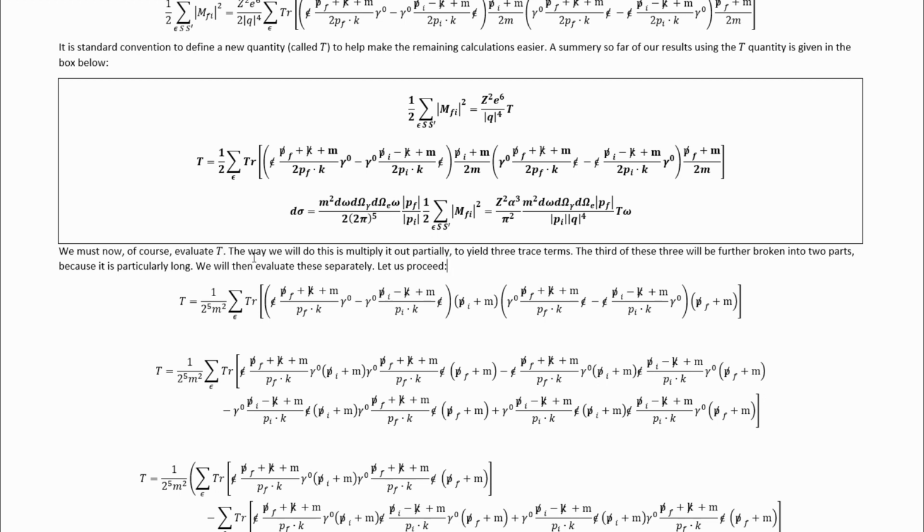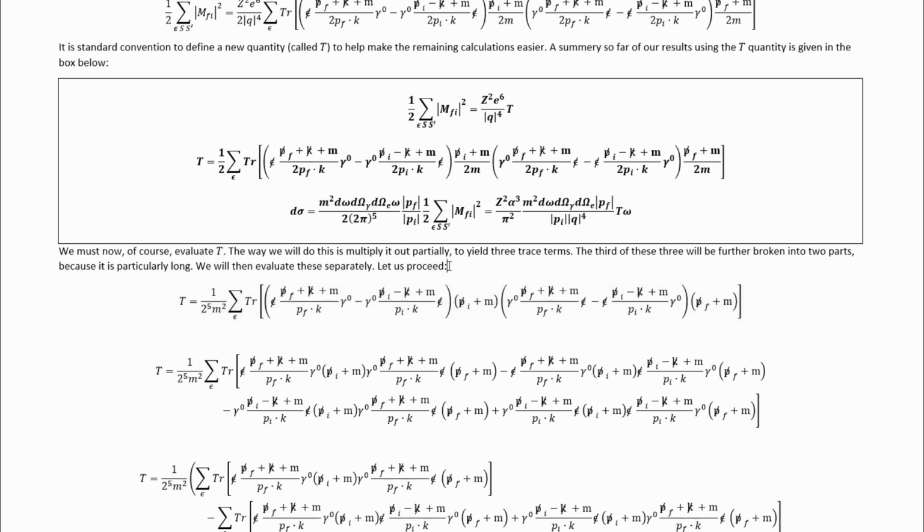It is standard convention to define a new quantity called T to help make the remaining calculations easier. A summary so far of our results using the T quantity is given here, which you can see therefore how we're defining this T quantity and how things can be written in terms of it. We must of course now evaluate this T quantity.